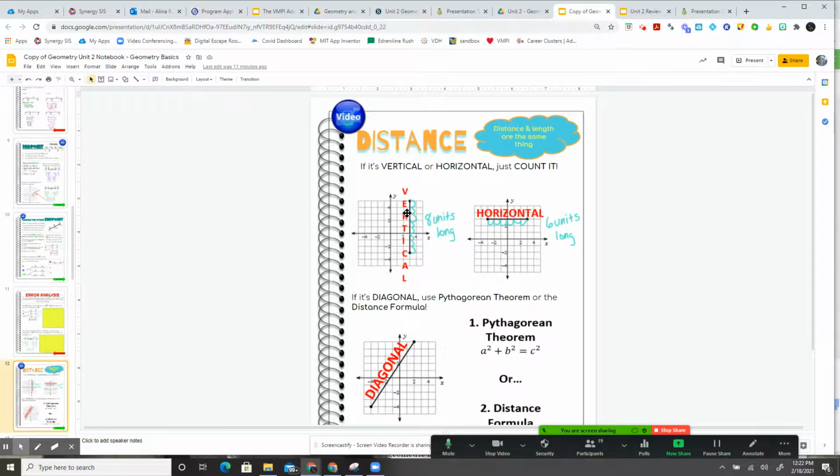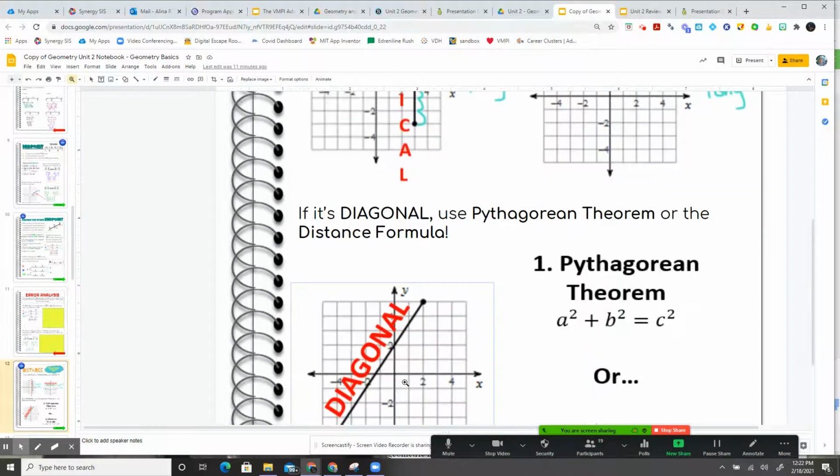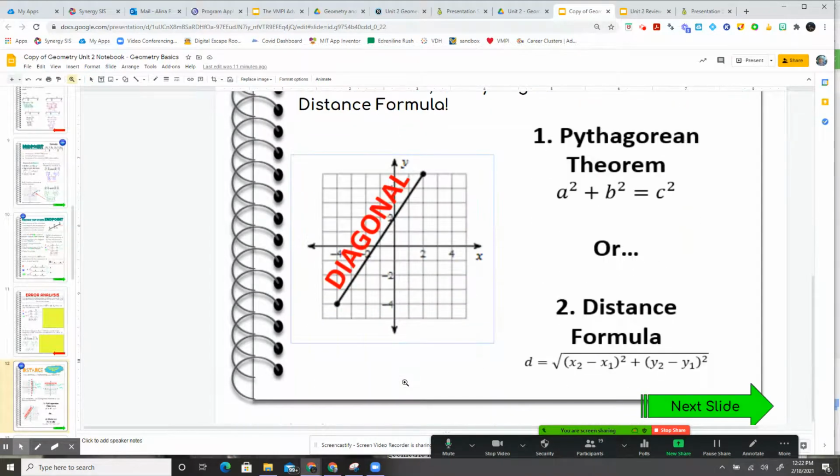You've got the vertical distance. You can just count the jumps, literally 1, 2, 3, 4 onto 8, and the horizontal 1, 2, 3 onto 6. If you need to do a diagonal, this is what you need to do, ladies and gentlemen. You can make a right triangle by doing the horizontal piece here and then a vertical piece here.